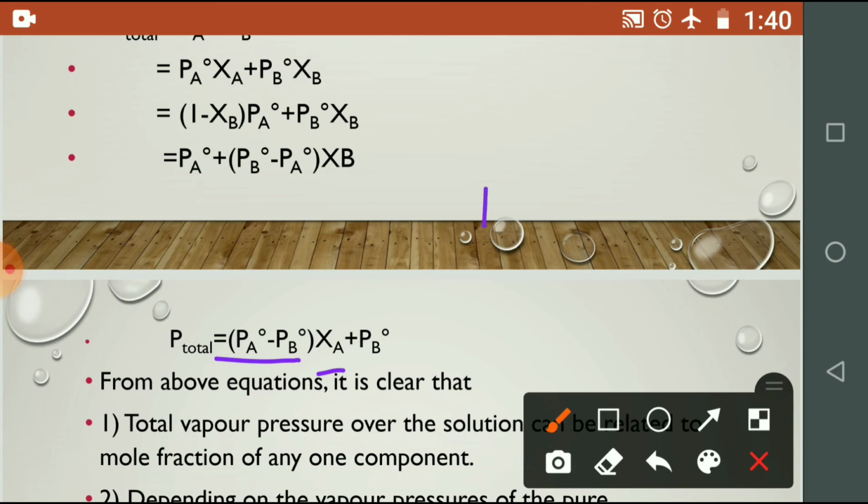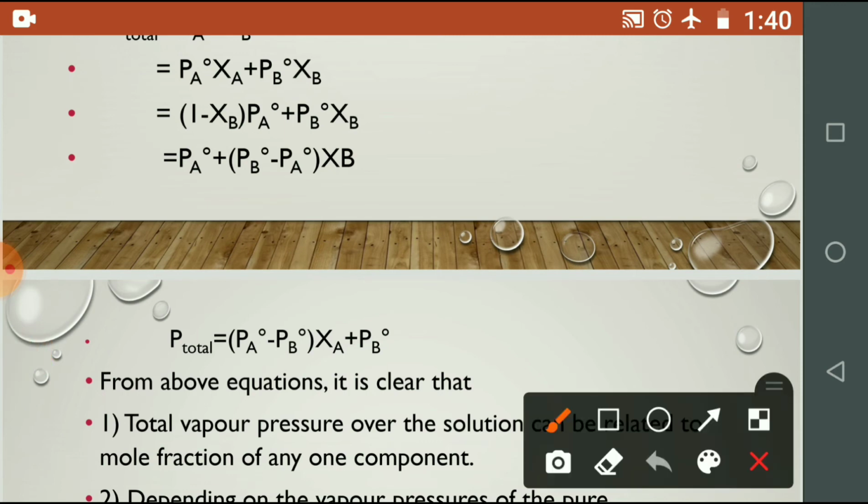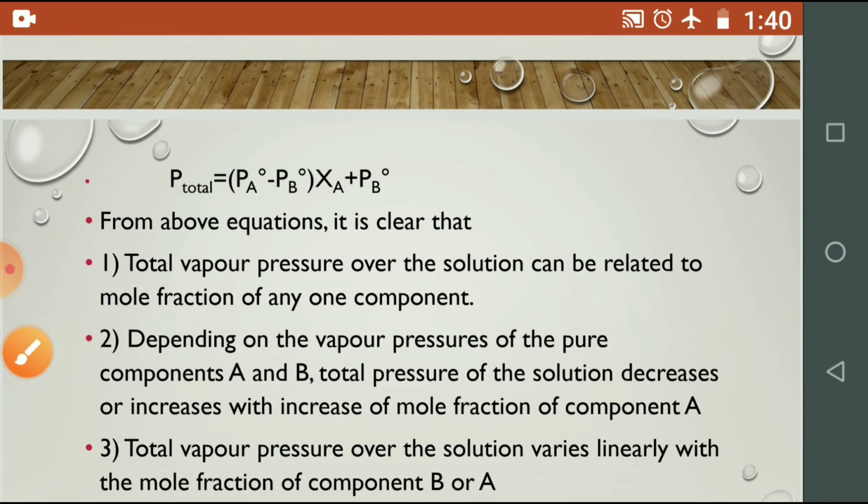So from these equations, what is clear? The total pressure over the solution can be related to mole fraction of any one of the components, either XA or XB. This is one thing. Depending upon the vapor pressure of pure components A and B, total pressure of the solution decreases or increases with increase in mole fraction of the component A. Now either the mole fraction ಜಾಸ್ತಿ ಮಾಡಿದರೆ we can see that the total pressure can increase or decrease. Whenever we are going to solve the problem, that will be clear.